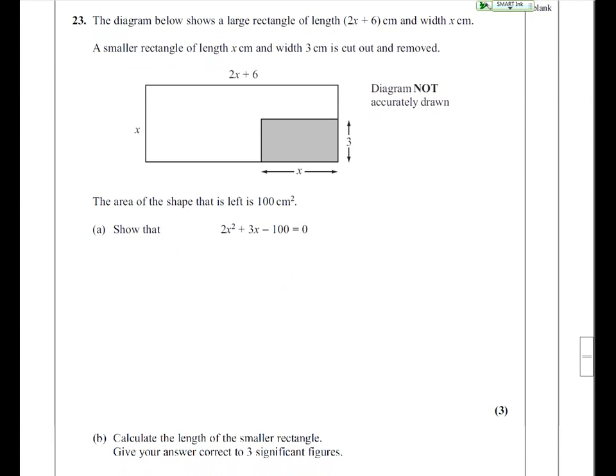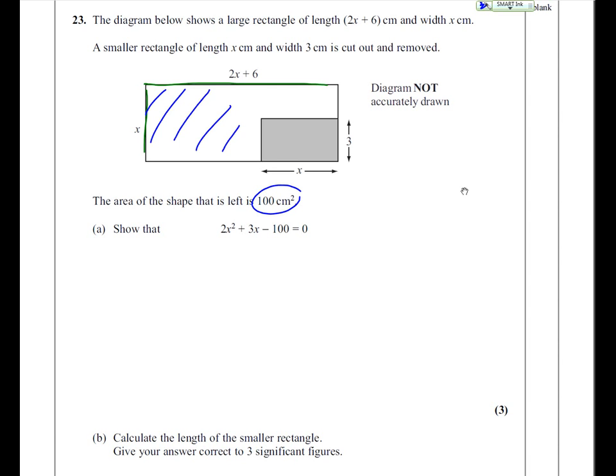Question 23. The diagram below shows a large rectangle of length 2x plus 6 and width x, as we can see. A smaller rectangle of length x and width 3 is cut out and removed. The area of the shape that is left is 100. Okay, so this area is 100 apparently. Show that this... Show that means you cannot use this. This is your answer that you're aiming for. So it's your answer to aim for.